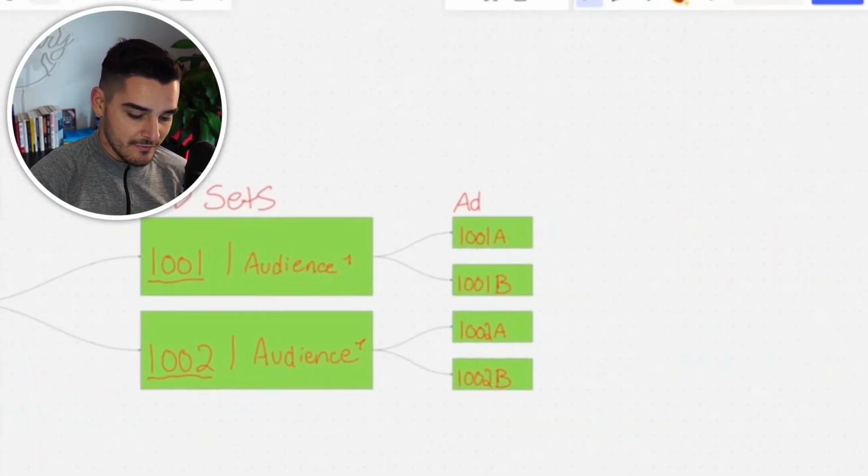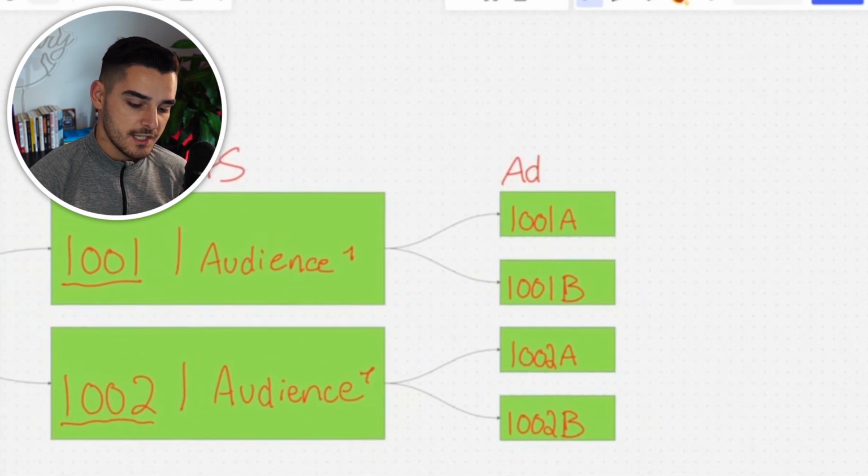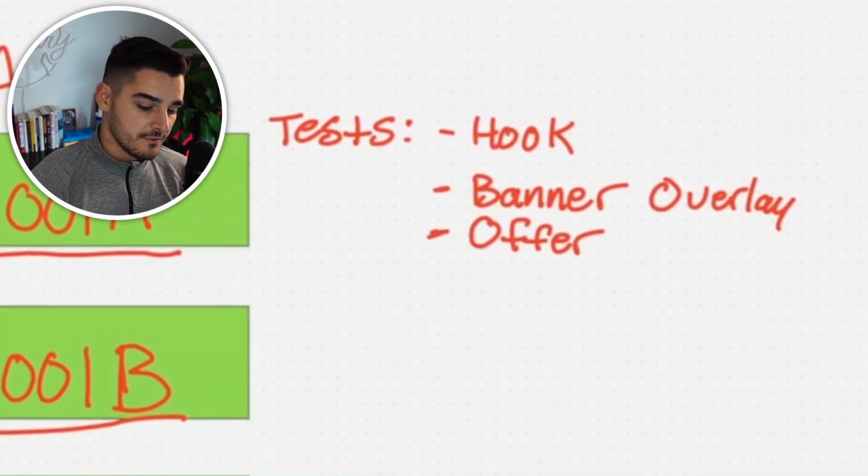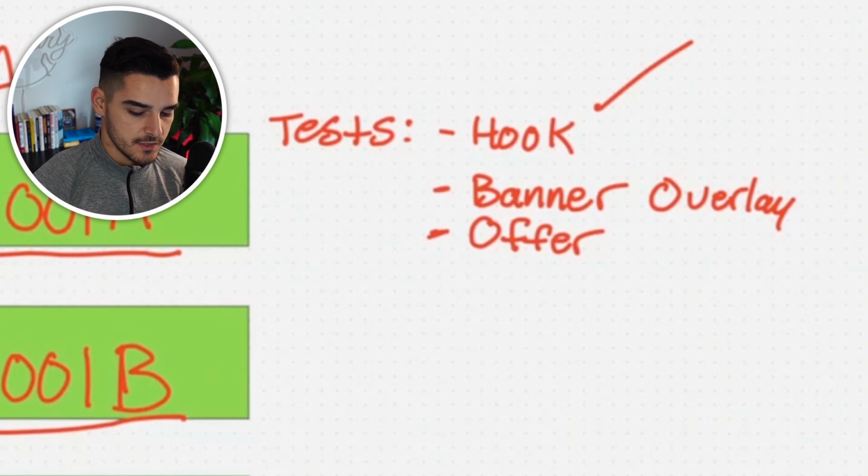Inside of the ad sets, we have different ads where, again, we're testing different variations of the ads. So as you see, this is 1001A and 1001B, where, again, the concept is everything in that ad is the same except for maybe the hook on the video or maybe the headline on the image if it's a call out image. And to further examine the different types of tests you can do, you can test, again, the hook, which is like the first 3 to 7 seconds of the video. If it's an image, you can test different banner overlays.